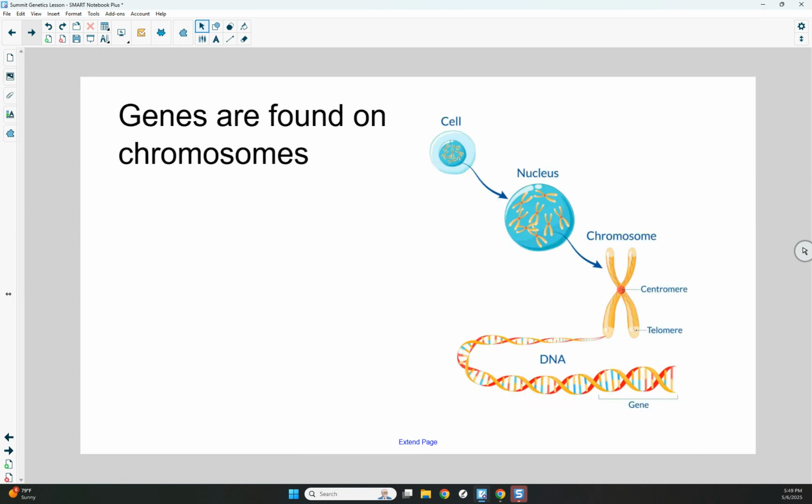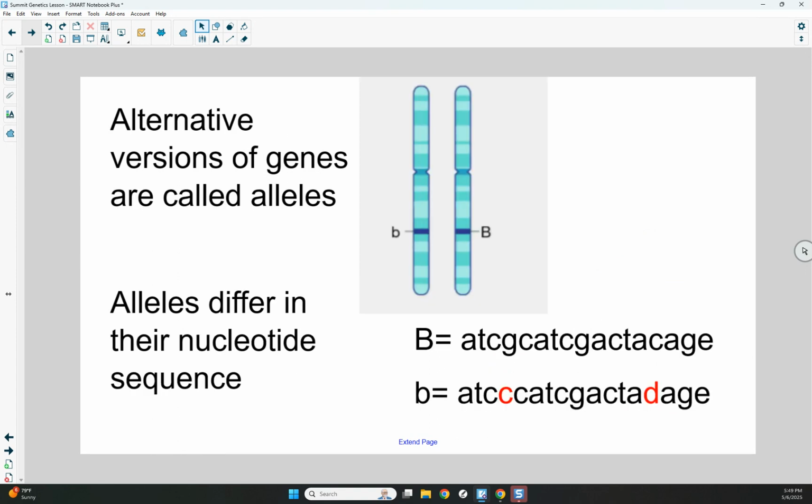So as I've said many times here, genes are found on chromosomes, but not all genes are identical. There are alternative versions of some genes, and these are called alleles. That's a very important word to know. If you zoom in on alleles, you'll find that the different alleles are very similar to each other in most cases, but they might just have a couple of differences.